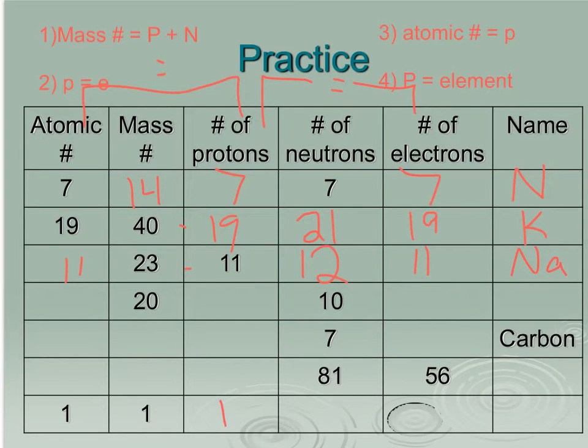So we're going to have to solve this one a little bit different. I still know mass number is protons plus neutrons. Since I have 10 neutrons, well, the rest of those must be protons. So I have 10 protons, which means I have 10 electrons in this case, and an atomic number of 10. And then looking at our periodic table, element number 10 is going to be neon.